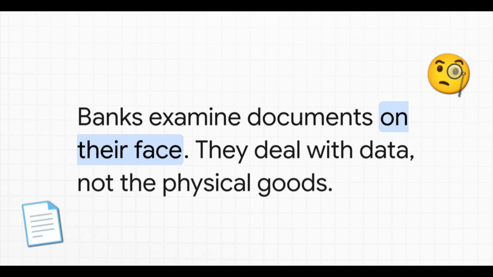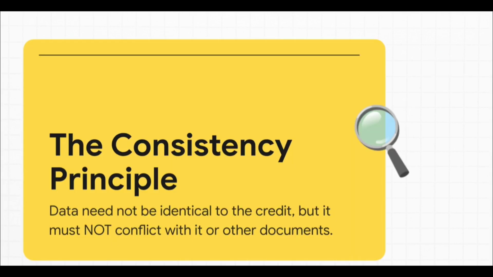Their entire decision is based on one thing. Do the documents on their face look like they follow the rules? To the bank, the data on the paper is the reality. Now, this is a subtle but super important point. We just said the goods description has to be identical, right? Well, for other data on the documents, the rule is a little different. It doesn't have to be identical, but it must not conflict. This is what we call the consistency principle. A small variation is often fine as long as it doesn't contradict information anywhere else.